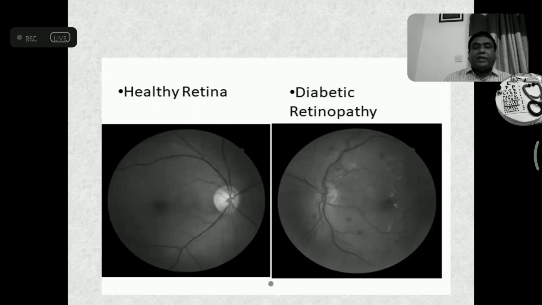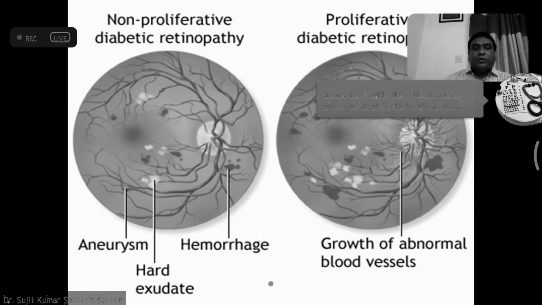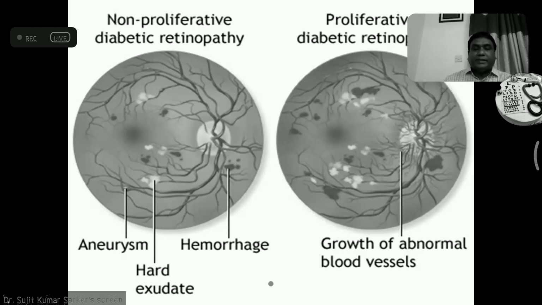This is a color fundus photograph of the right eye. This is a healthy retina, and this is diabetic retinopathy, with hemorrhage, microaneurysm, and hard exudates. And this is the color fundus photograph of non-proliferative diabetic retinopathy, and this is the proliferative diabetic retinopathy. Here, new vessels are present, and here there are no new vessels. That is hard exudates and hemorrhage.